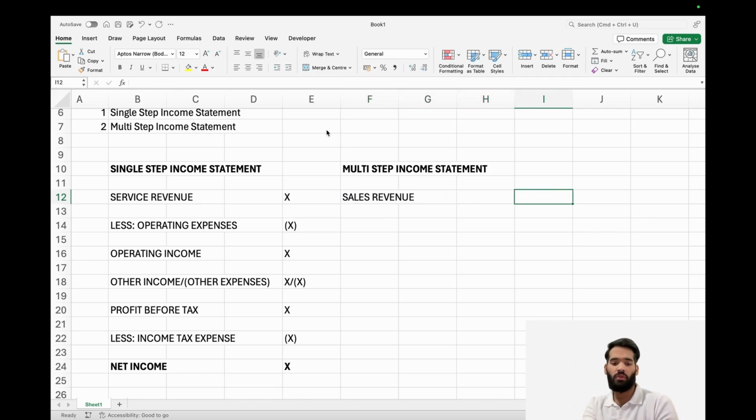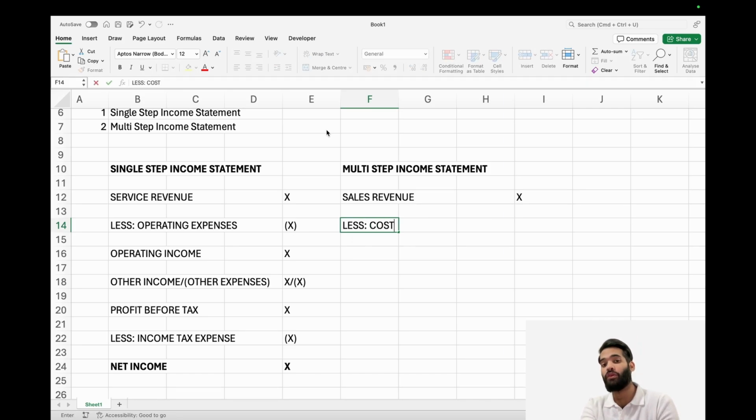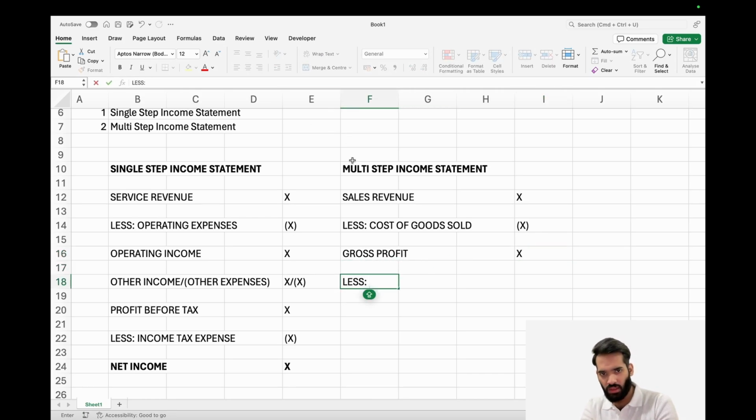So sales revenue instead of service revenue, and then we subtract cost of goods sold. What is cost of goods sold? I will explain in a moment. First, I'm going to just get the format down here. And when I say less, by the way, less means subtract, right? You don't have to write that, but it's good if you do.